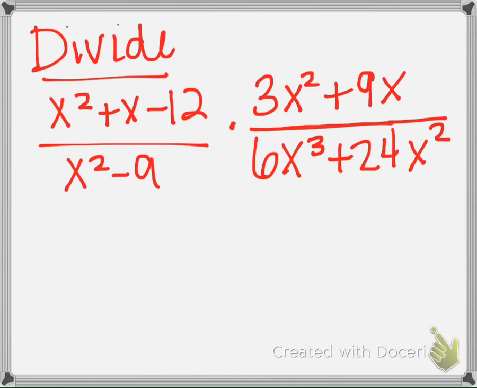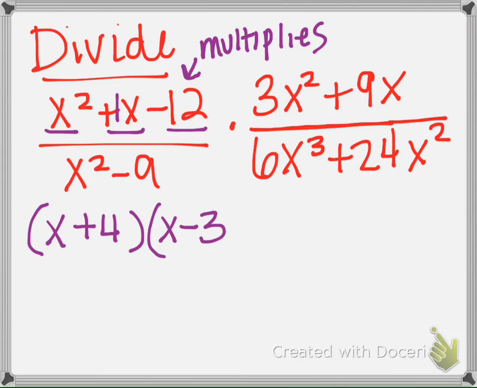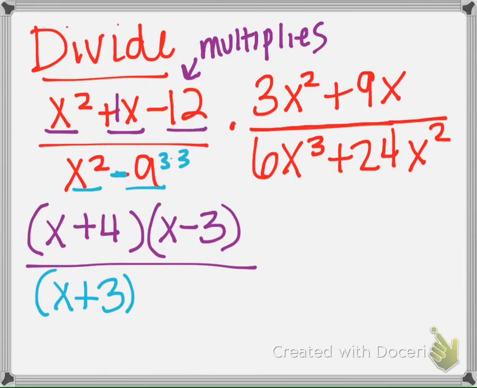Now we need to have everything in factored form. So here this is a trinomial, so we're looking for what multiplies to -12 and adds to 1. So x plus 4 times x minus 3 would work. Here we have a difference of two squares, so we have a minus sign. And I know that 3 times 3 is 9, so we can rewrite that as x plus 3 times x minus 3.